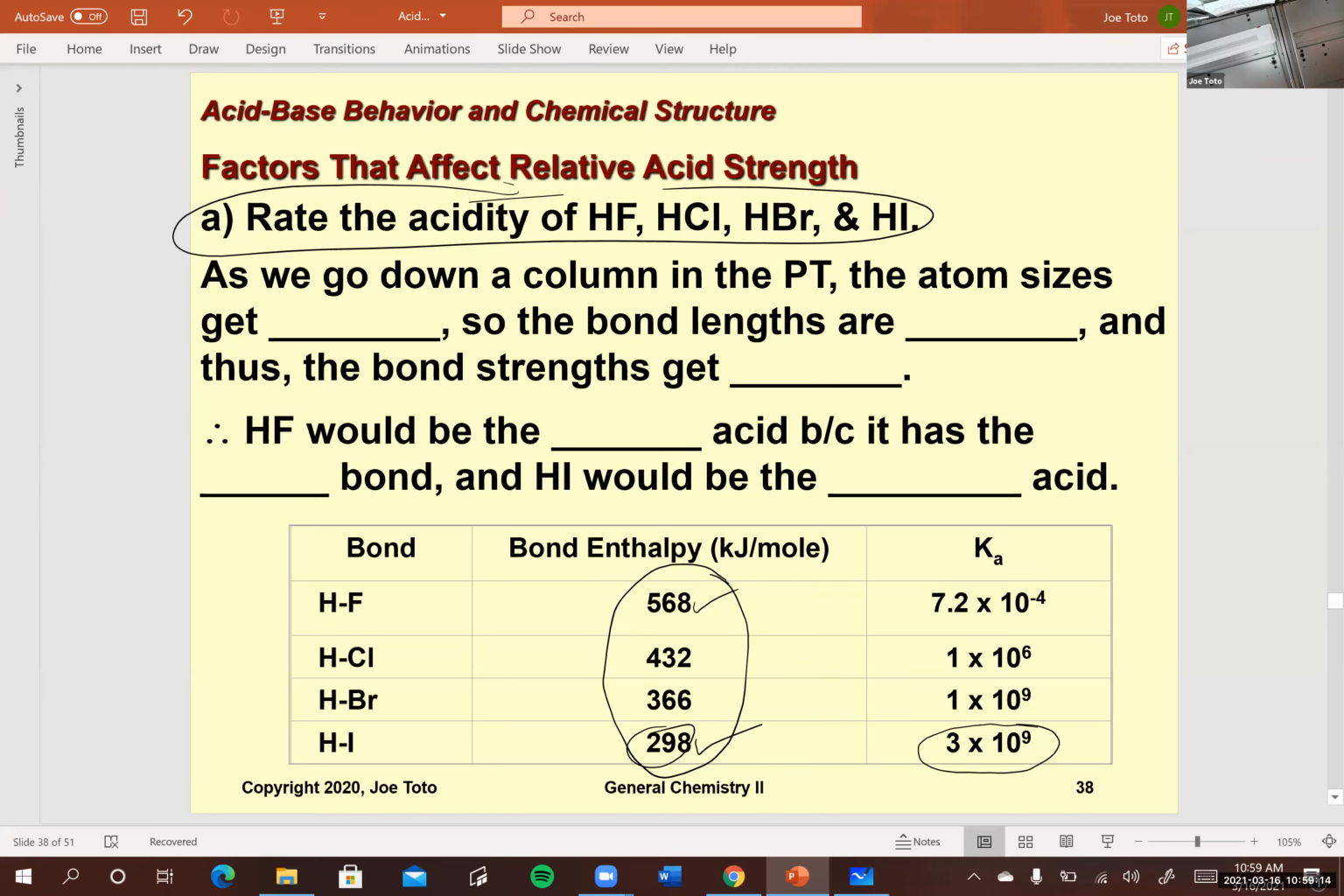So if I wanted to fill in the line, as we go down the column of the periodic table, the atom size gets larger, so the bonds are weaker, and thus the bond strength gets smaller. HF would be the weakest acid because it has the strongest bond, and HI would be the strongest acid. Any questions on that?